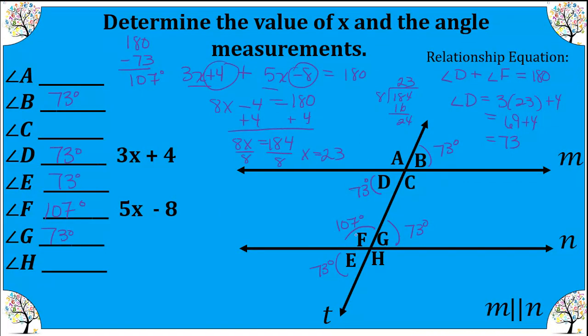And then let's look back at F. So we have F and A are corresponding. A and C are vertical, and C and H are corresponding. So they are all the obtuse measurements. So I guess you've noticed that we have 4 angles that are obtuse and 4 angles that are acute.